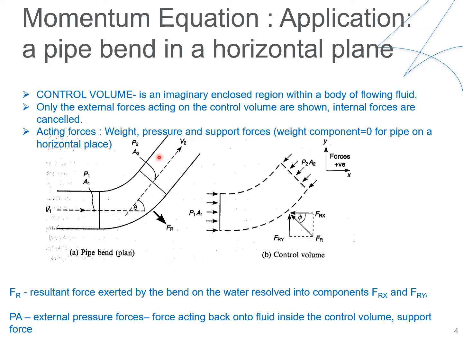When there is a potential change in momentum, you cut a section and make a free body diagram of that control volume of water, and you apply all the external forces acting on that control volume. So on this control volume, what are the acting forces? Weight of water, pressure, and support forces. If the pipe section is on a horizontal plane, the weight component is 0. Otherwise, there will be a weight component.